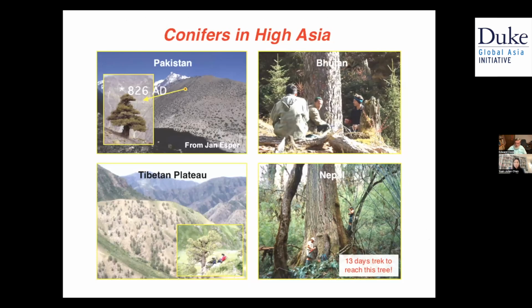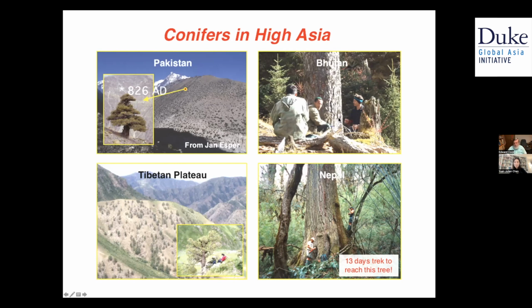But we can go to other places in Asia too, High Asia. That's where I did a lot of my work over the years. I never went to Pakistan, but a colleague of mine did. This is in the Hunza Valley of Pakistan, an ancient conifer, a juniper tree, with an innermost date of 826 AD. Over 1,000 years old. Here's the Tibetan Plateau. I was there working with Xiaohua Gou at Lanzhou University. She's right there. And we cored more of these juniper trees there. Again, very old, very long-lived trees, could be up to 1,000 years of age.